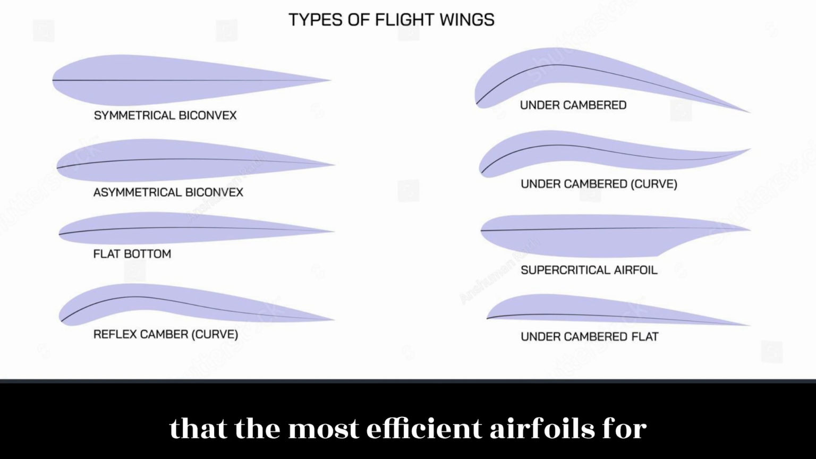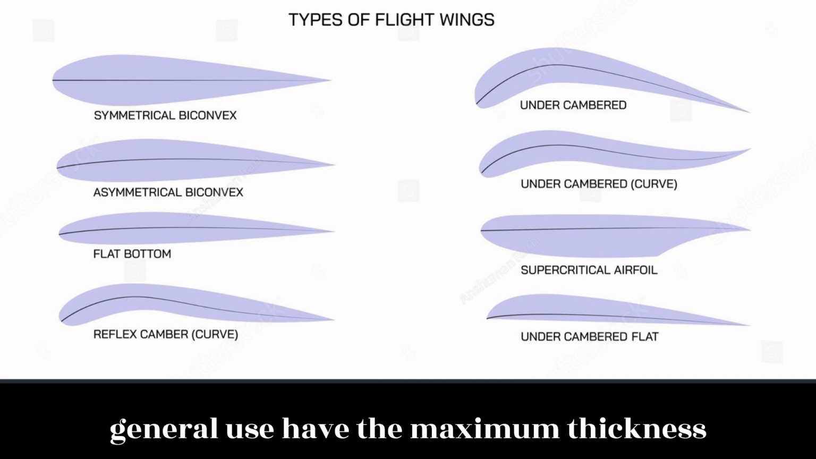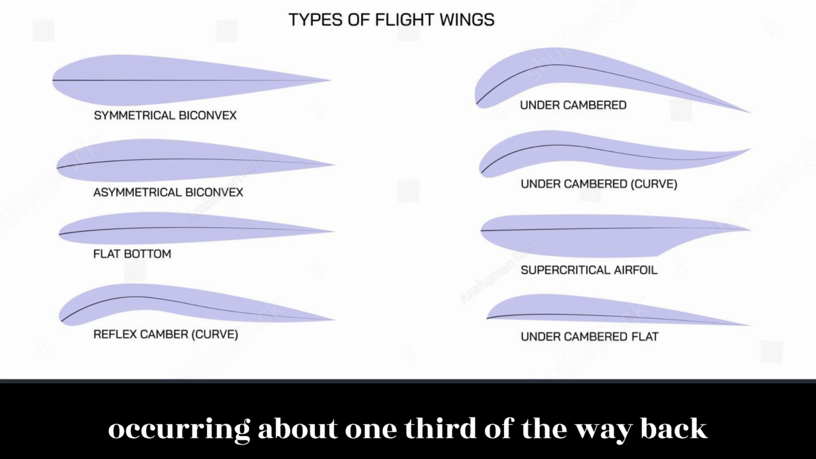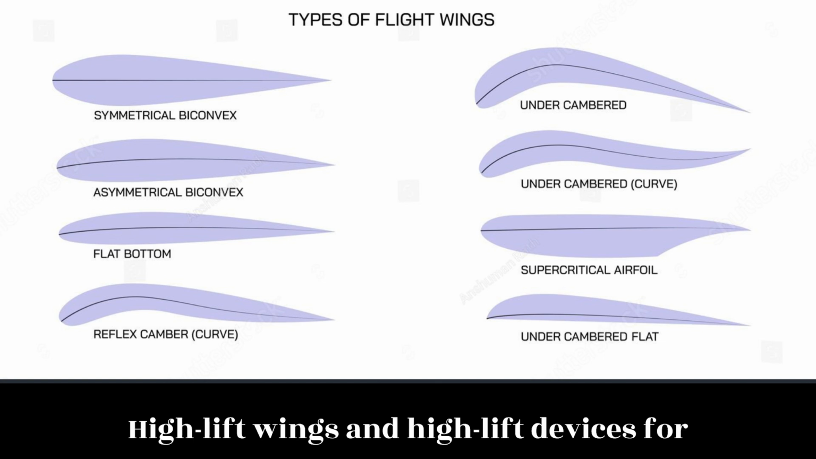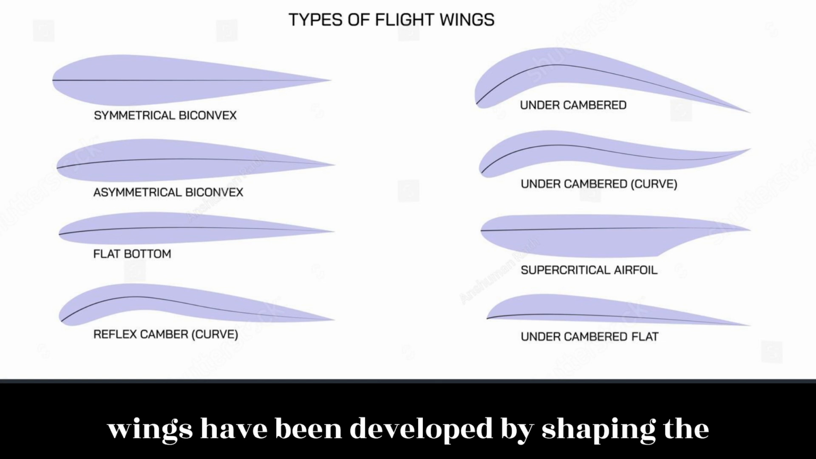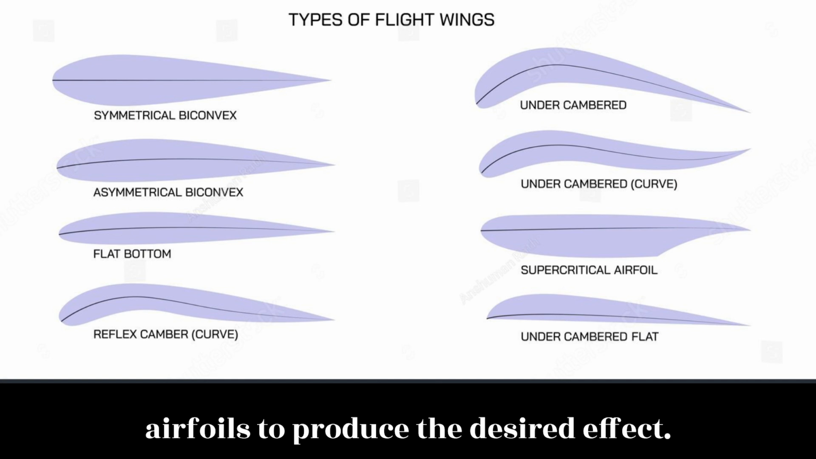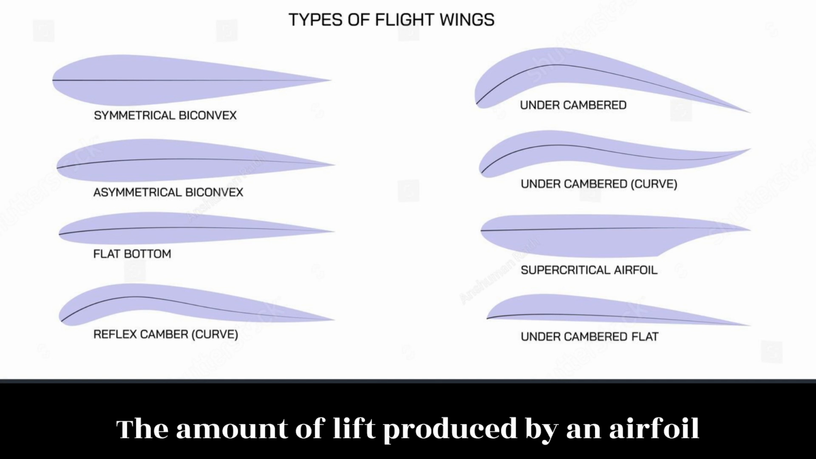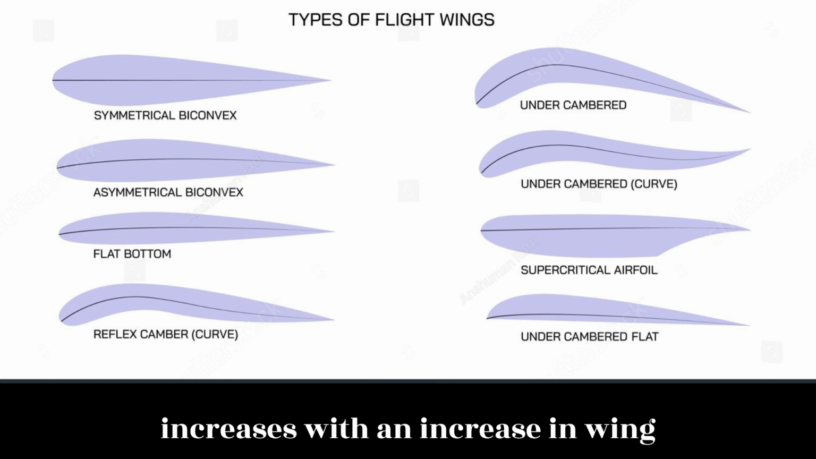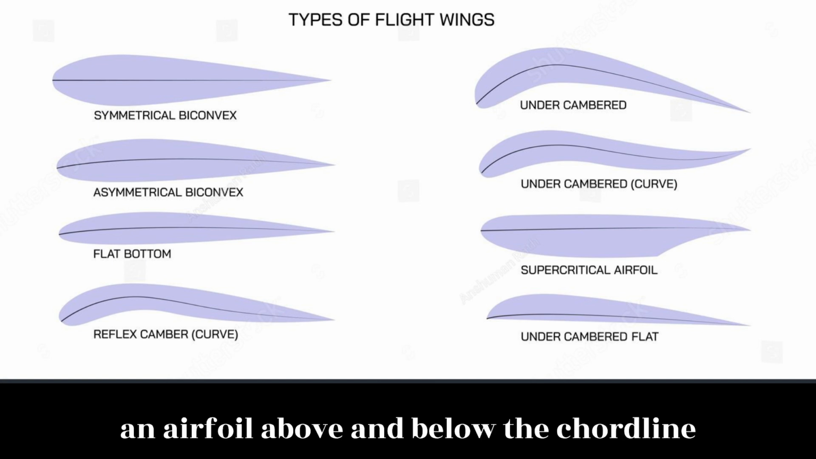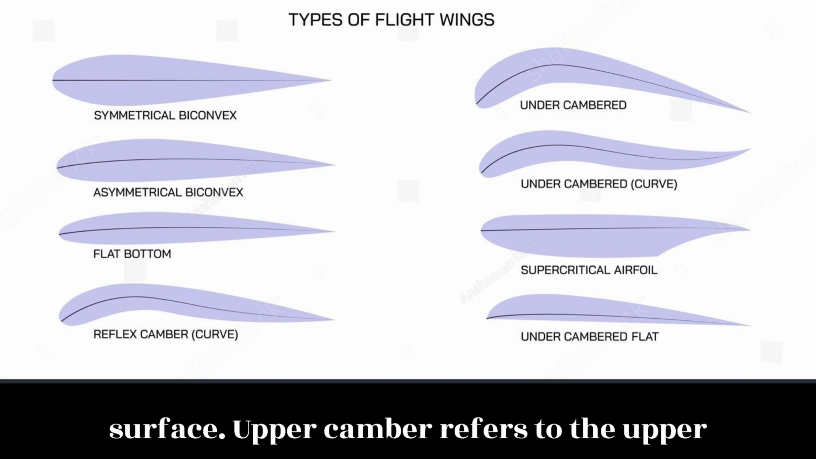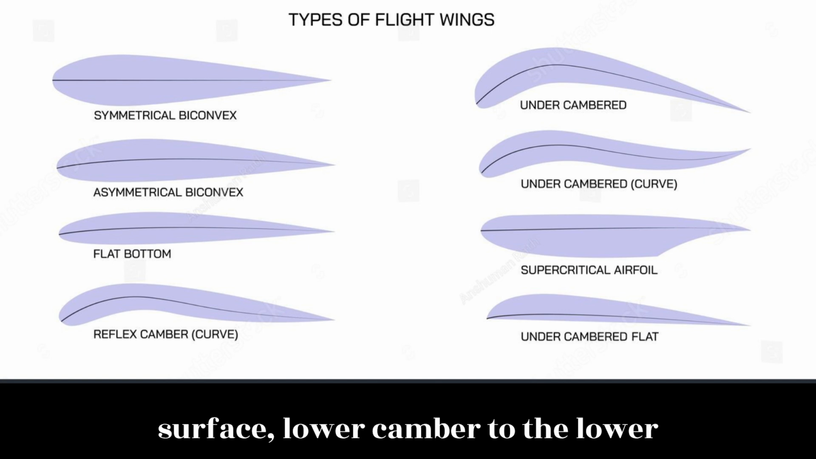Research has shown that the most efficient airfoils for general use have the maximum thickness occurring about 1/3 of the way back from the leading edge of the wing. High-lift wings and high-lift devices for wings have been developed by shaping the airfoils to produce the desired effect. The amount of lift produced by an airfoil increases with an increase in wing camber. Camber refers to the curvature of an airfoil above and below the chordline surface. Upper camber refers to the upper surface, lower camber to the lower surface, and mean camber to the mean line of the section.